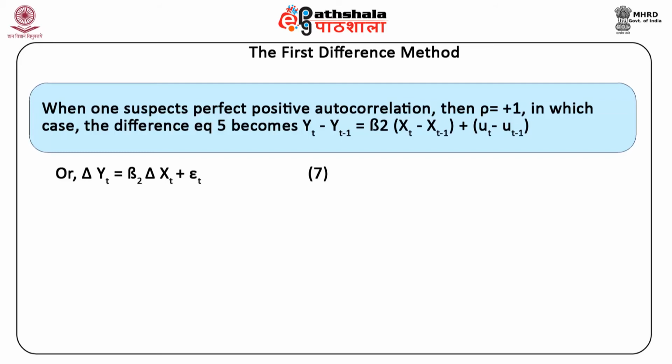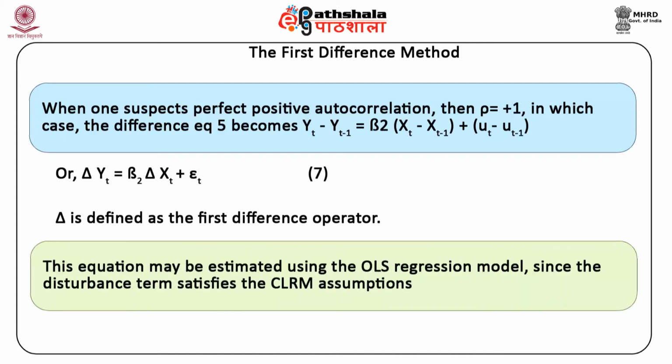We denote this equation as the seventh equation, where you can observe that delta is defined as the first difference operator. Now this equation may be estimated using the OLS regression model because the disturbance term, which is epsilon t, satisfies the classical linear regression model assumptions. So this method may be used when one suspects a very high value of rho or the value of the Durbin-Watson D statistic is very low.